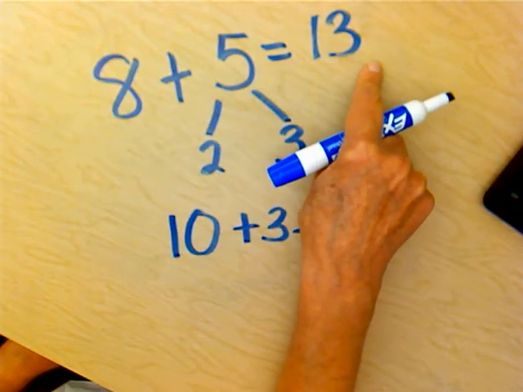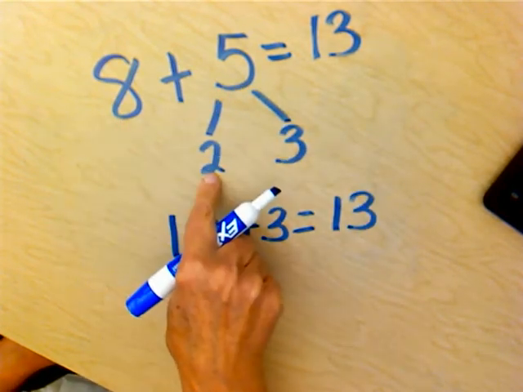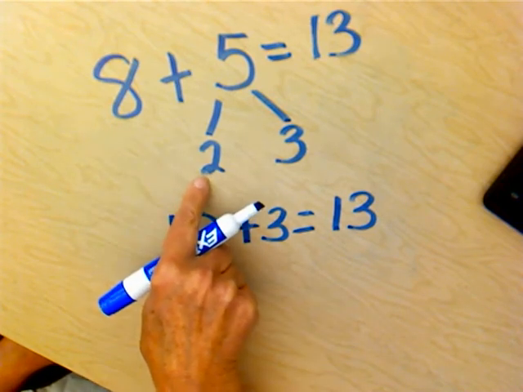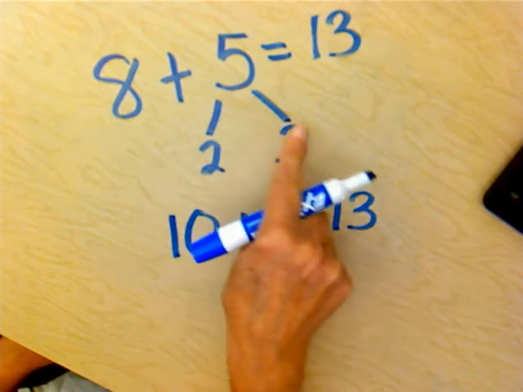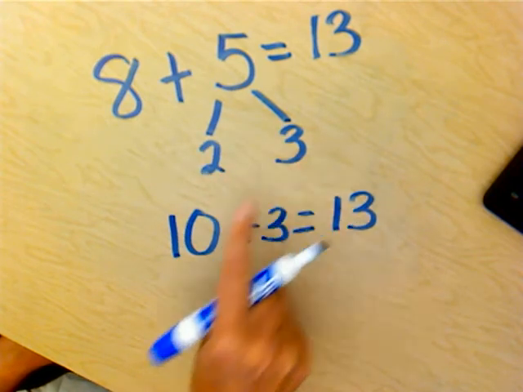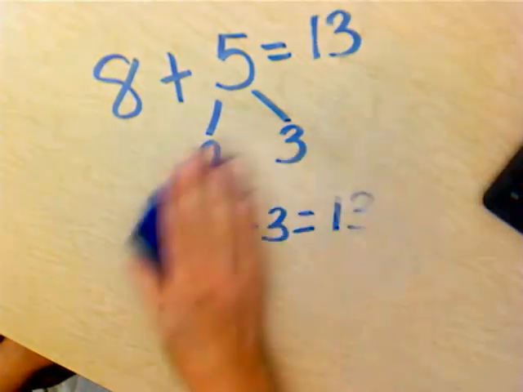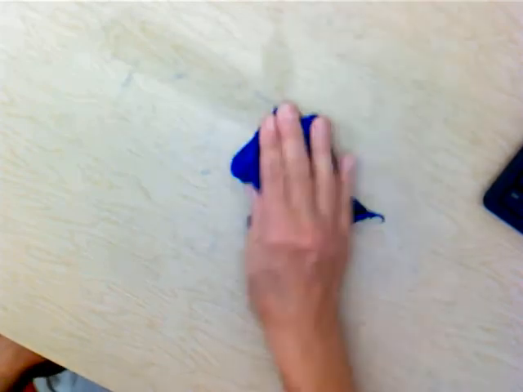How did I come up with that? Because I asked myself the question, what could I add to the 8 that would give me 10? That would be 2. That would mean I had 3 left I hadn't used, so 10 plus 3 is 13. And we all know how easy it is when you're adding anything to a 10. It just goes very quickly.